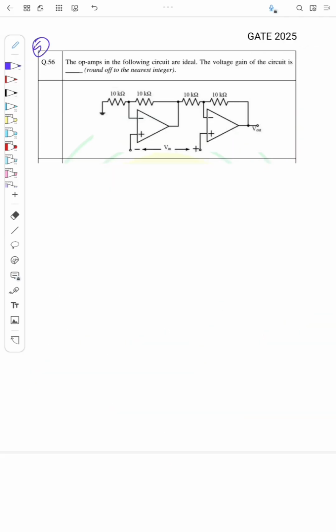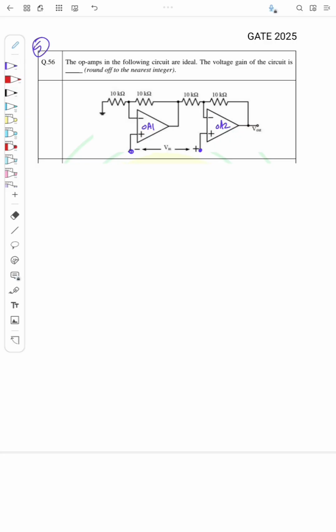Yeah, so this is again a question from GATE 2025. The question is, the op amps in the following circuit are ideal. The voltage gain of the circuit is dash. So here there are two op amps, OA1 and OA2, and all resistances are equal to 10 kilo ohm, and Vin is the voltage difference between these two nodes, this node and this node. Okay, so how to solve this?